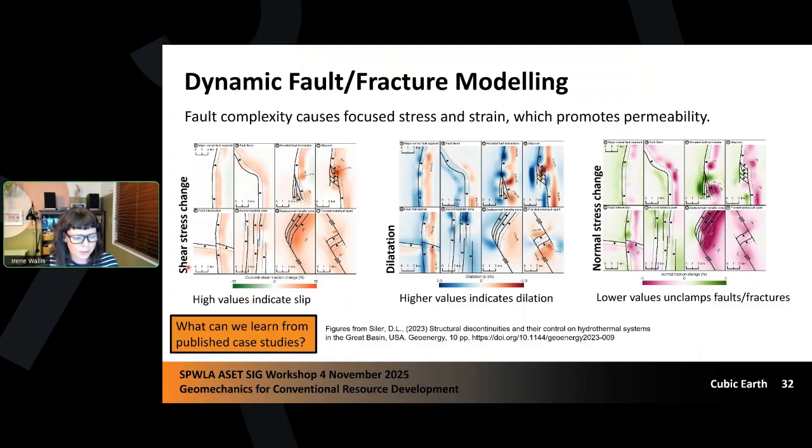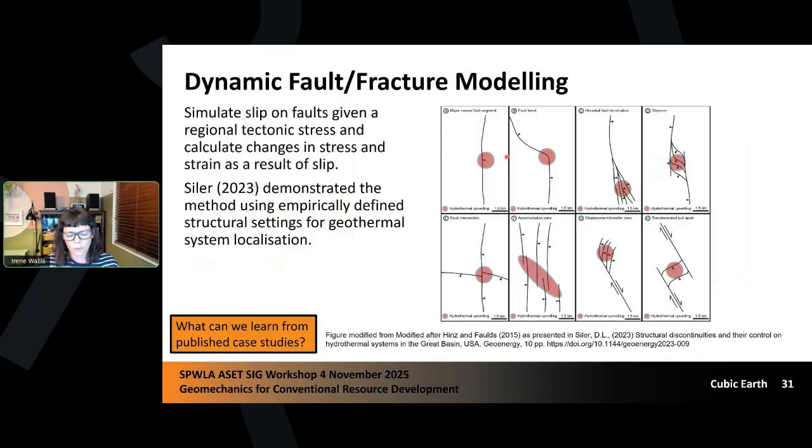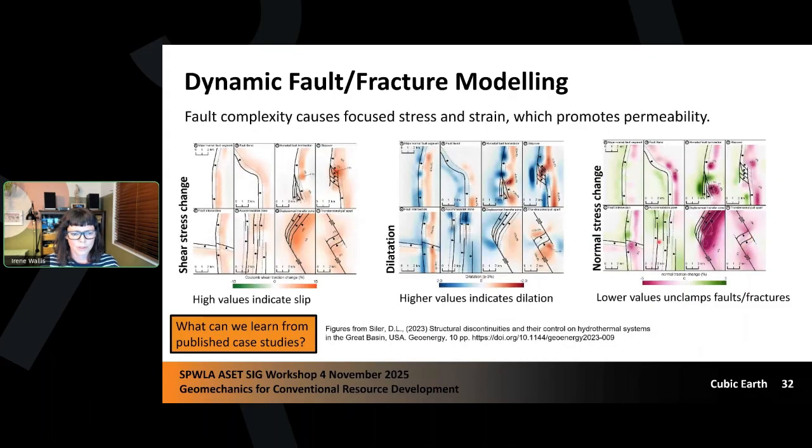So you've got shear stress change, where the high values indicate the probability for slip. We've got this dilation change where higher values indicate the probability of dilation. So again, red values here. And then you've got this normal stress change. You can think of lower values, pink here, as unclamping on these faults and fractures. And there's pretty close correspondence between these modeling results and where, empirically through field observation and wells and thermal manifestations, springs and so forth, the geothermal systems are actually localizing.